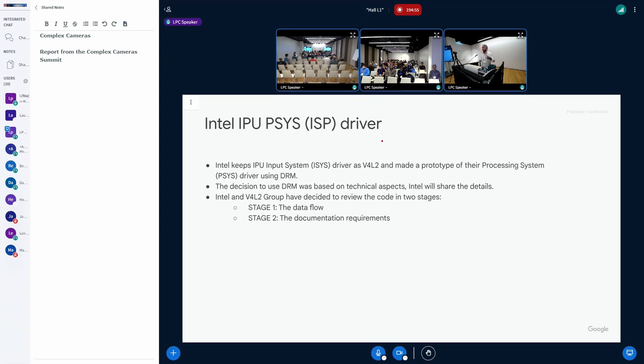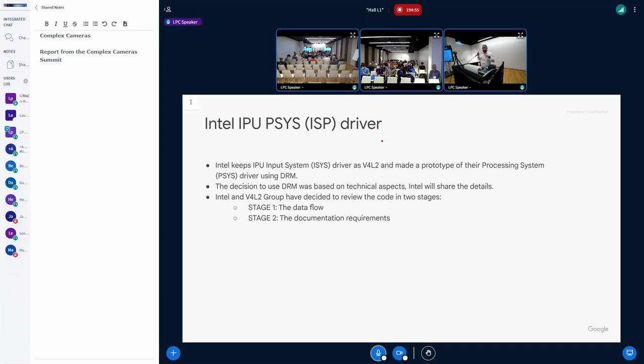And then we were specifically talking about the IPU6 driver, the IPU driver from Intel. It's been quite popular recently, for different reasons, and we want to be able to use those devices as soon as possible. The hardware from Intel is divided in 2 parts. One is the capture part. The other one is the ISP, the processing. The capture part has already landed upstream in the kernel via Video for Linux. And Intel has a prototype using DRM for the ISP part.